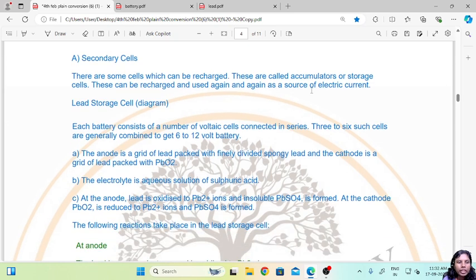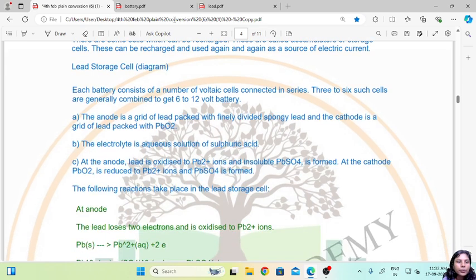Now let's move ahead to the secondary cells. Secondary cells, as we said, are cells in which the electrode reactions can be reversed once you connect them to an external source of energy. These are cells which can be recharged. They are called accumulators, or they are also known as storage cells. These can be recharged and used again and again as a source of electric current.